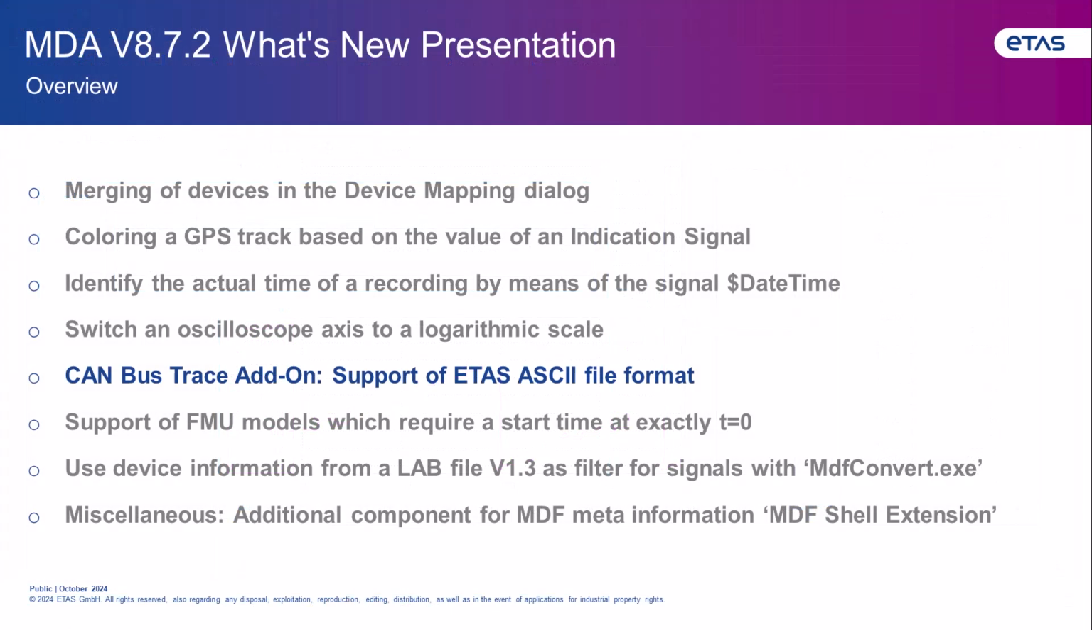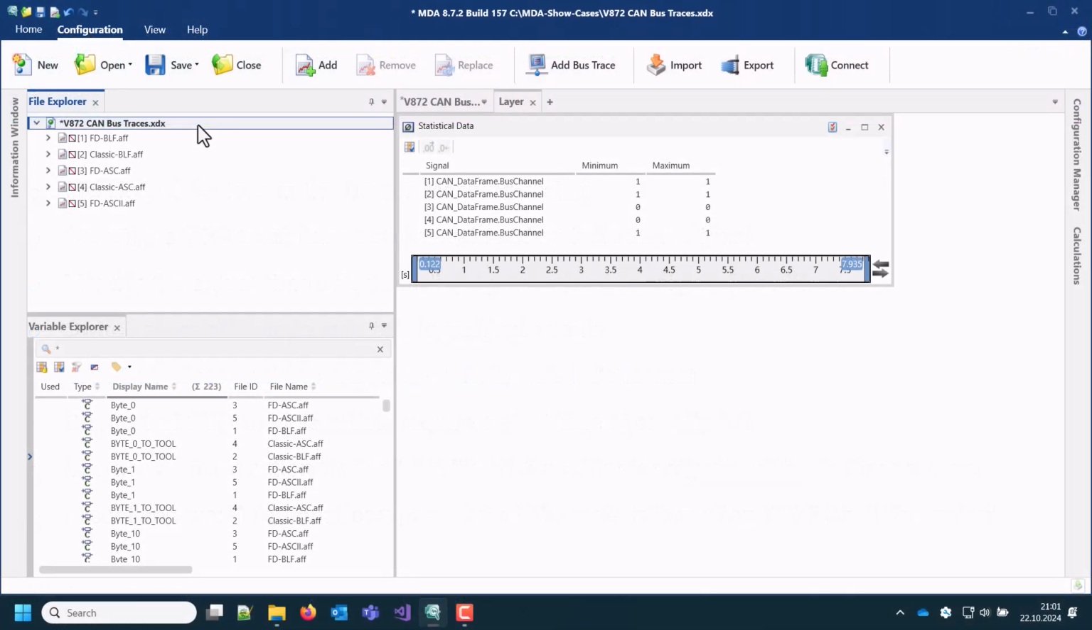The next topic is about smaller enhancements for the analysis of CAN bus trace data. The add-on for CAN bus trace files already supported trace files in the BLF and ASCII format. For the interpretation of trace data, a DBC or ARXML description file can be assigned to the trace file. In MDA's File Explorer, for each combination of trace and description file, a separate entry is shown. It has the file extension AFF.